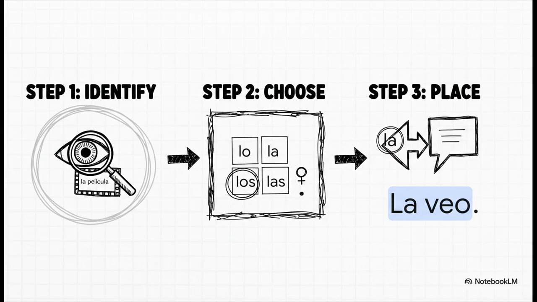Veo la película. I see the movie. Okay, step 1. What do I see? La película. Got it. Step 2. Película is feminine and singular, so we're going to choose la. And step 3, place it correctly and the sentence becomes la veo. See? Hear how much smoother and more natural that sounds?